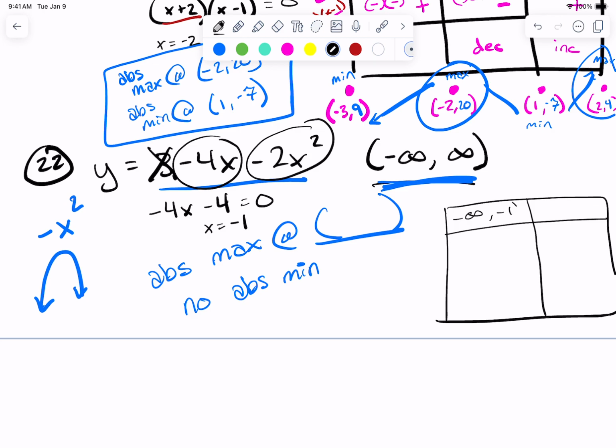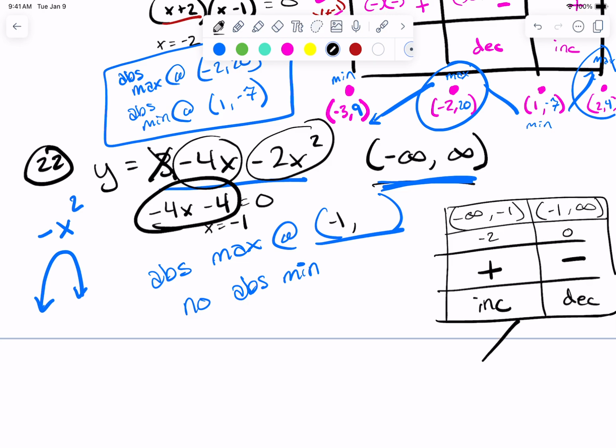Now, if you didn't want to do the whole table and test point thing, we know -1 is going to be an absolute maximum just because we know what the parent function is. We could just say I have a maximum at -1 comma something. But if you did the table, you'd use -2 and 0. My derivative is -4x minus 4, so this would be plus, increase, and this would be minus, decrease.